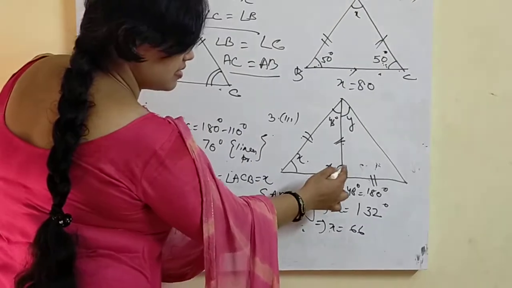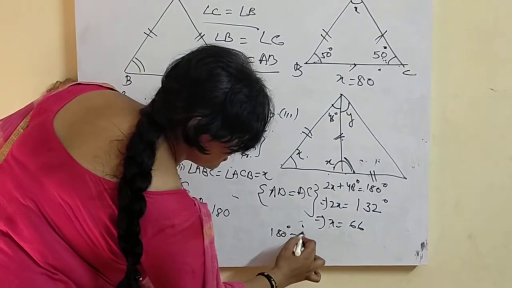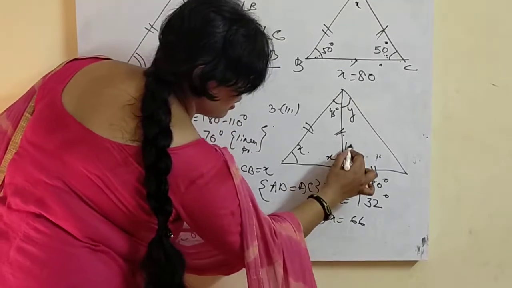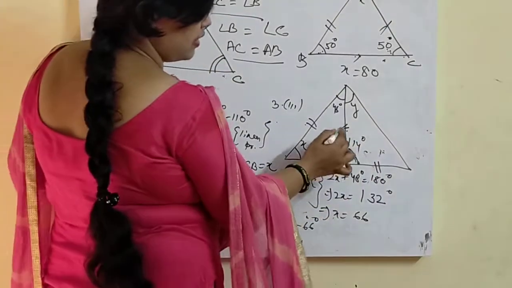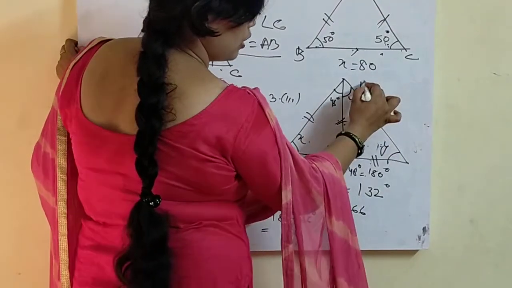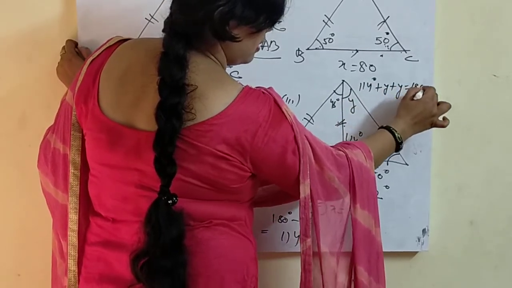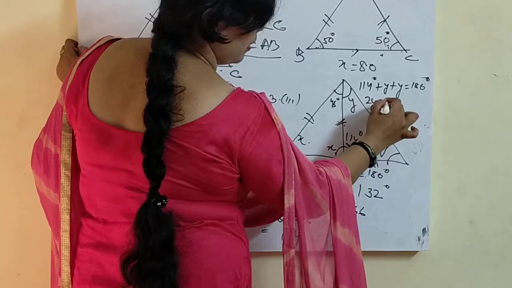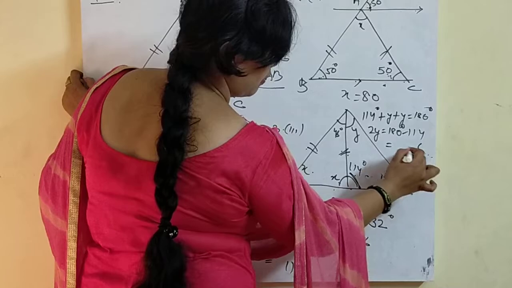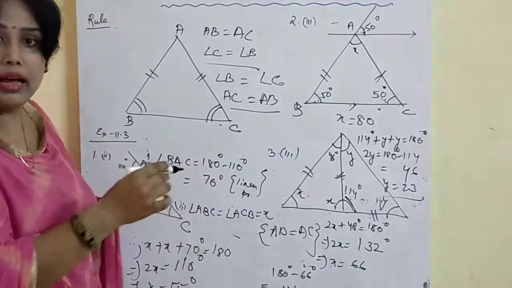Now if this is 66 degrees, we have to find out this linear pair. So 180 minus 66 is how much? 114. If this is 114, this side is equal to this, so this will be y. So 114 plus y is equal to 180 degrees. Therefore 2y is 180 minus 114, so y is equal to 23 degrees. Solved. I have given it in the assignment.